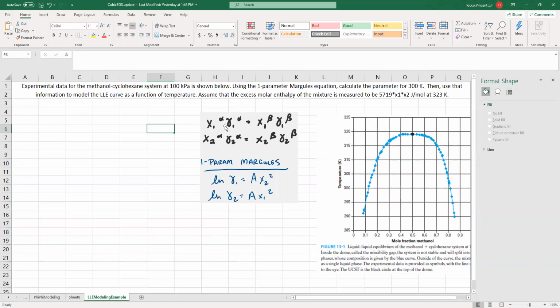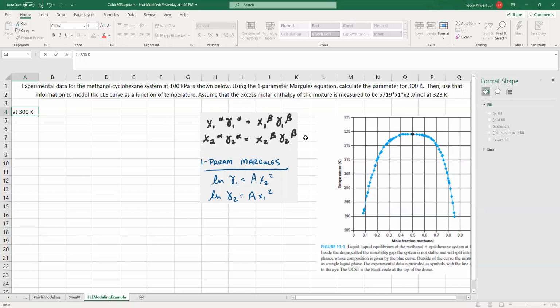So looking at these equations, it looks like I have a few unknowns, but if I recognize that I have experimental data, I have way fewer unknowns. So at 300 K, which is what we want to find the A parameter for, we can look up on the diagram: for 300 Kelvin, what is the mole fraction of my components? My mole fraction of methanol is given on the x-axis in this diagram, and I said methanol is going to be my component 1.